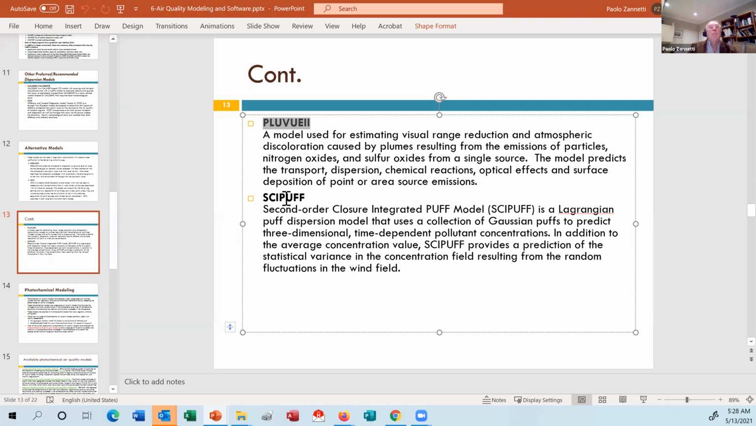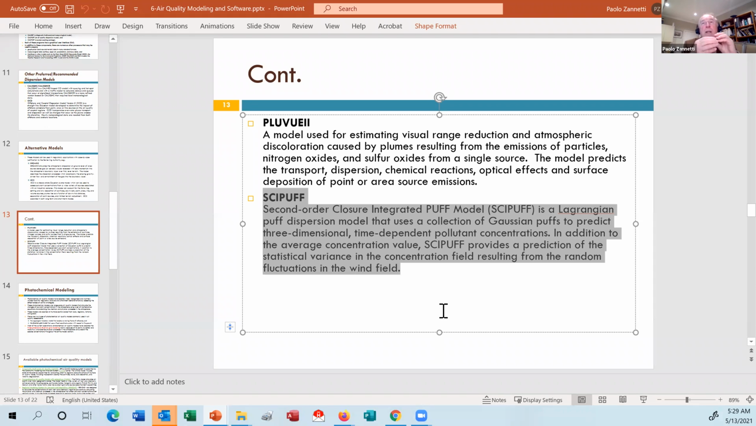And SkyPath or ShePath, depending on how people pronounce it. This model is still alive, is still used. Once in a while, I see people that do studies with ShePath. It's similar to LabMod, is a particle model. The equations are more complex, it is a second order closure integrated path model. I'm not going to elaborate. So it is theoretically more complex than LabMod. It is not used very much. If you want a particle model, I strongly recommend LabMod instead of SkyPath.